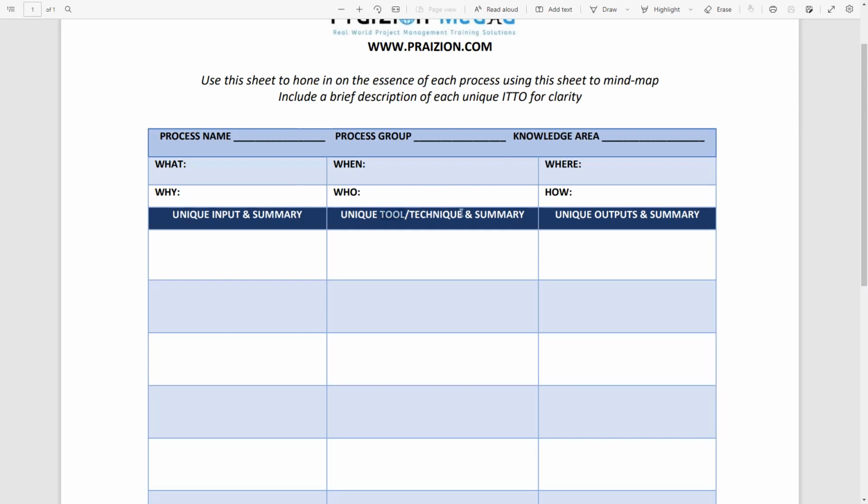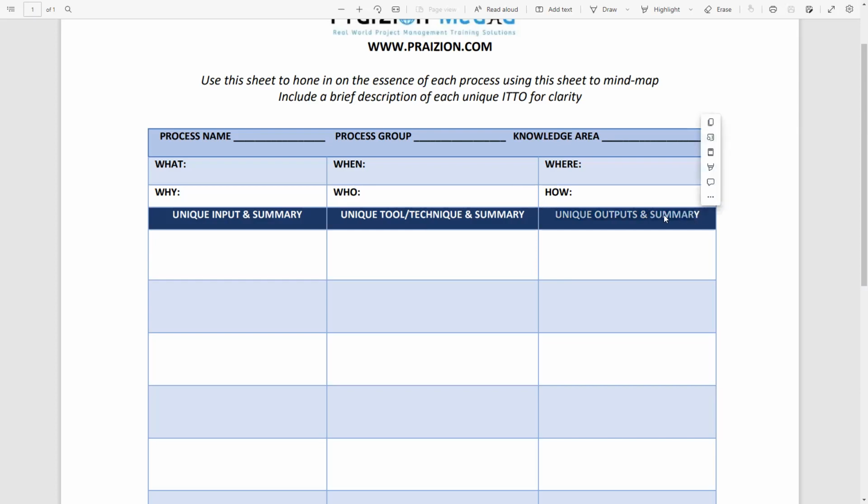The same for the unique tools and techniques. So unique tools and techniques are, for example, not expert judgment. I wouldn't put that down as a unique tool and technique. I would put down things like process analysis, design for X, quality audits, and things like that.